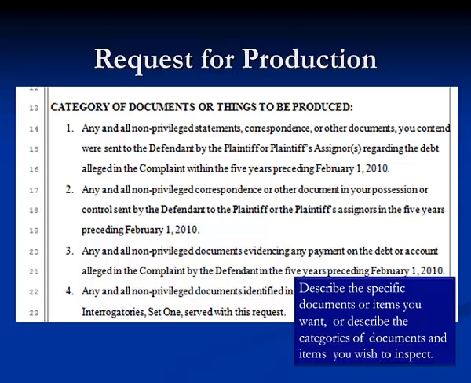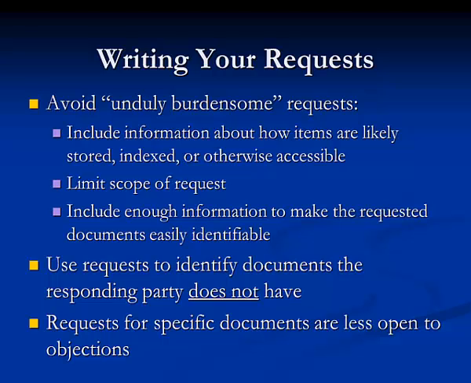Each numbered item must list either a document or category of documents or things to be produced. If describing a category of document, this description should reflect how the information, document, or other item is likely going to be stored, indexed, or otherwise accessible to the other side. If not, it is possible that the opposing side may object on the ground that the request is unduly burdensome. When completing a request for production of documents, it is very important to maintain the scope of the request to avoid it being unduly burdensome or otherwise unreasonable.